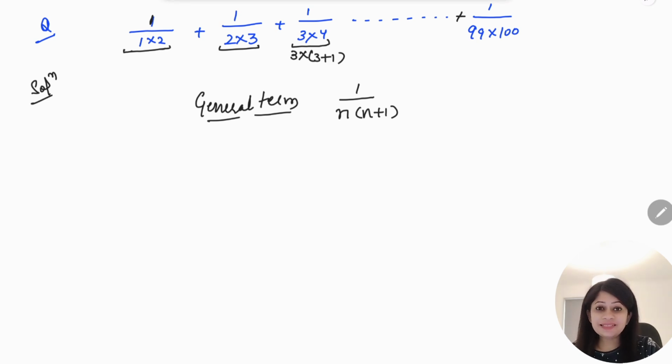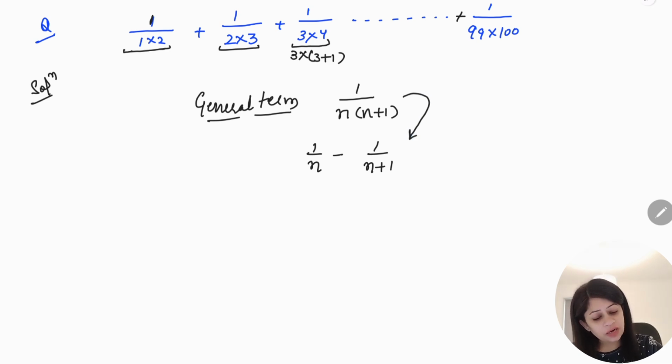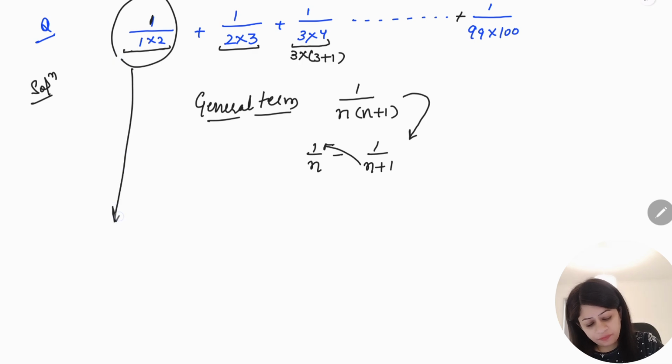Now, what is 1 by n times n plus 1? This is actually 1 by n minus 1 by n plus 1. This thing can be written like this. How? If you solve this, the LCM will be n plus 1. So cross multiply: n plus 1 minus n, we will get 1. So actually these two terms are the same. So in general, I can write the first term as 1 by 1 minus 1 by 2, right?